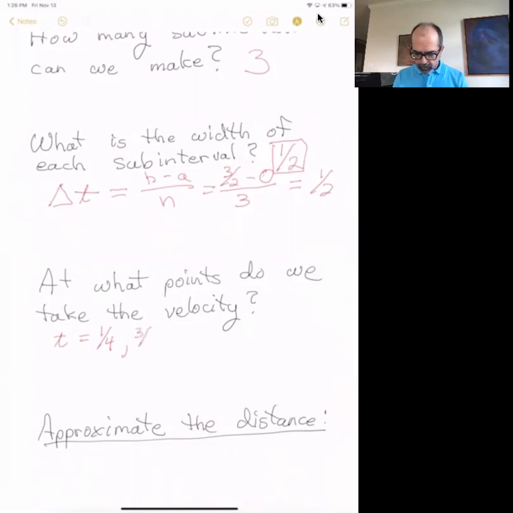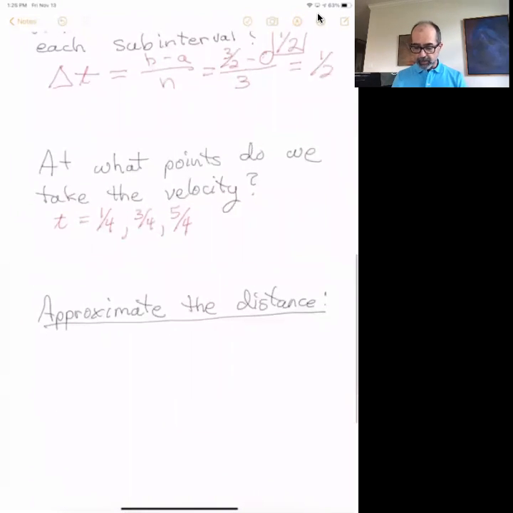So 3/4 and then 5/4. Okay. And it's 3 subintervals, so it's going to be at 3 places that we use the midpoint rule. So that's it. Now we need to approximate the distance. And so we have to remember how we're going to do that.